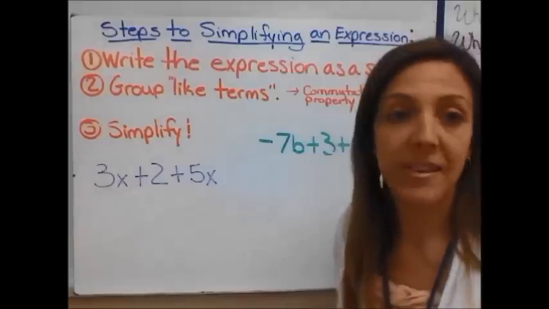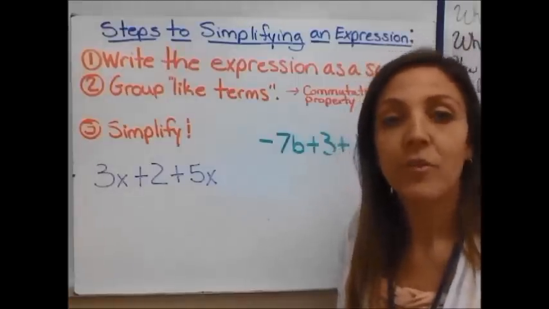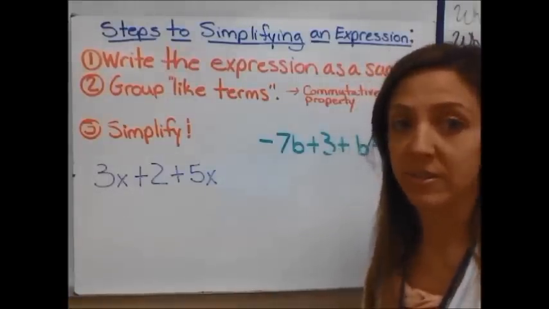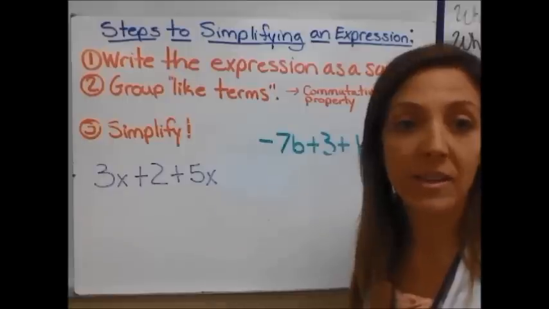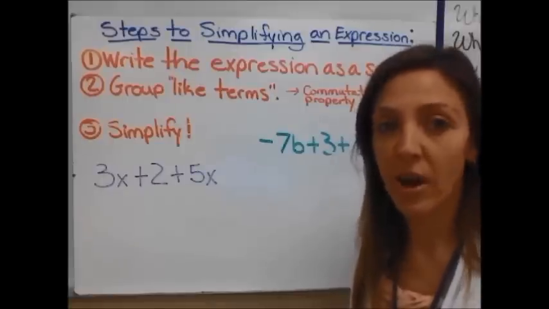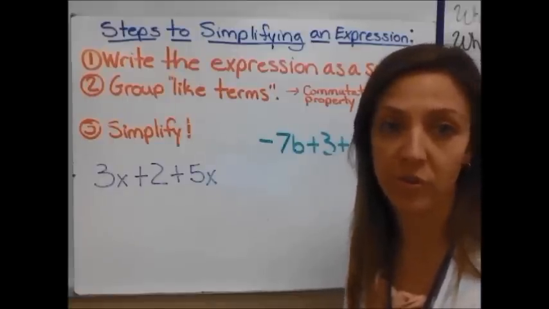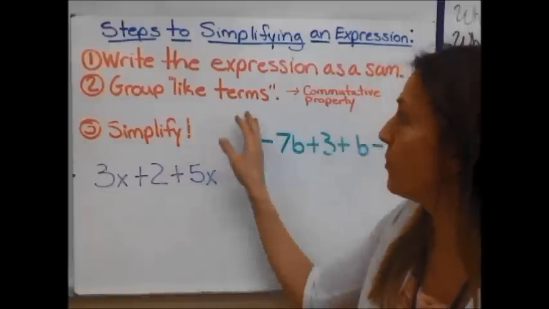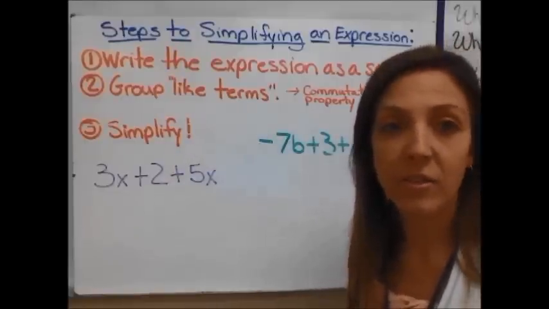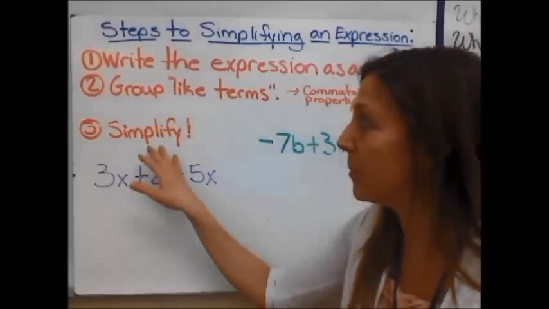So let's talk about the steps to simplifying an expression. First of all, you want to write the expression as a sum. So you want to write it as addition. So wherever you see a subtraction sign, you want to stay switch it, to change it to addition. Then you want to group your like terms, and you're going to do that using the commutative property. And last, you want to simplify.